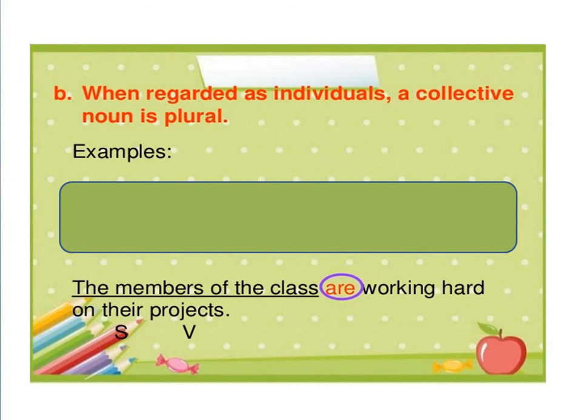Now, when regarded as individuals, a collective noun is plural. How? The members of the class are working hard on their projects. Here we are talking about the individuals. We haven't written "the class is working hard on their project". Instead we have said "the members of the class". So we are talking about the individuals. So in this case we take the collective noun as plural.